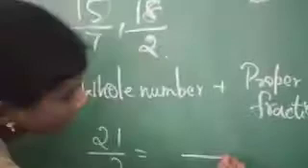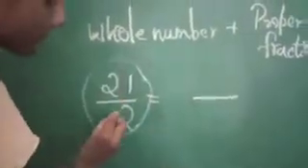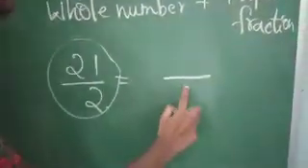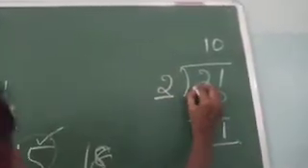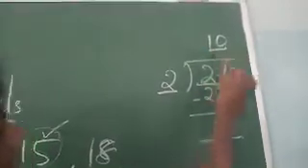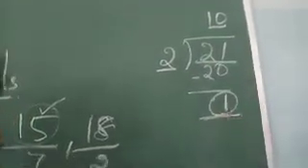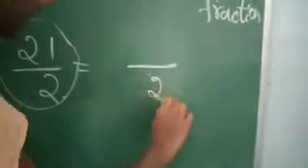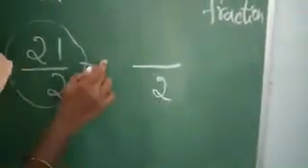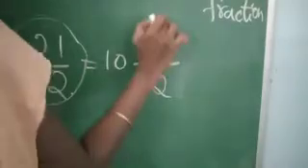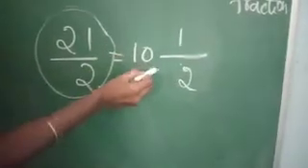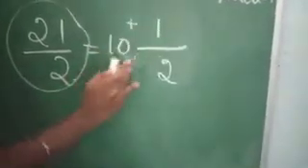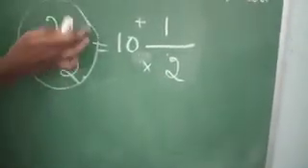See here, you are converting the improper fraction into a mixed fraction. So put the divisor here. What is the divisor here? 2, and the dividend is 21, quotient is 10 and the remainder is 1. You put here the divisor, here you put the quotient part, and in the numerator part you put the remainder. 10 2s are 20, 20 plus 1 is 21. So now you get the improper fraction back.